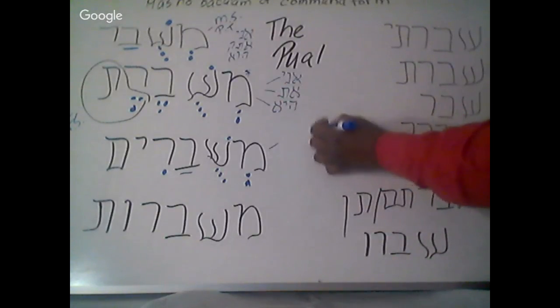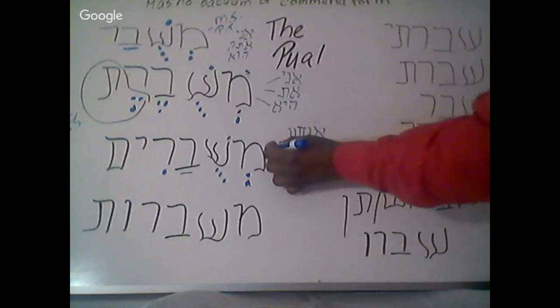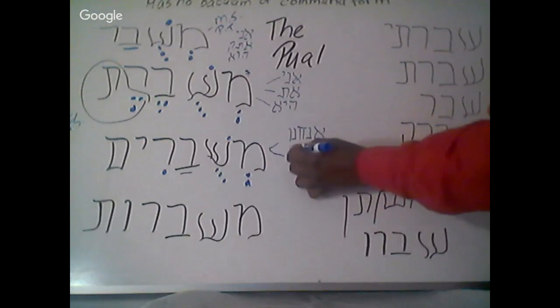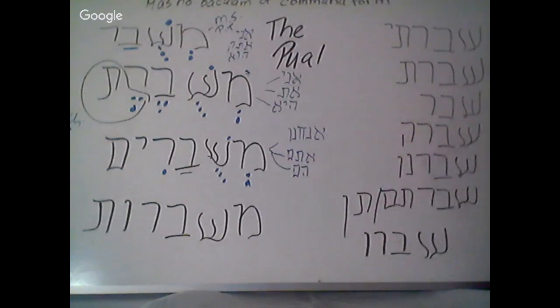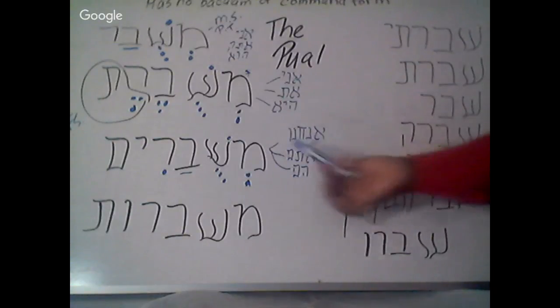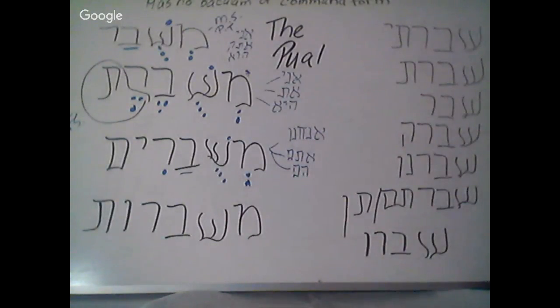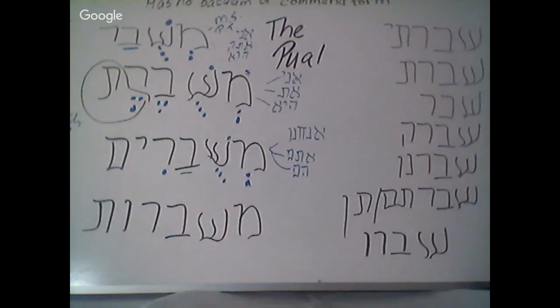All right. Anachnu, atem, and hem. All right. Anachnu mishubarim. Anachnu mishubarim. We are being shattered. Atem mishubarim. You all are being shattered. Then you have here, hem mishubarim. They are being shattered.